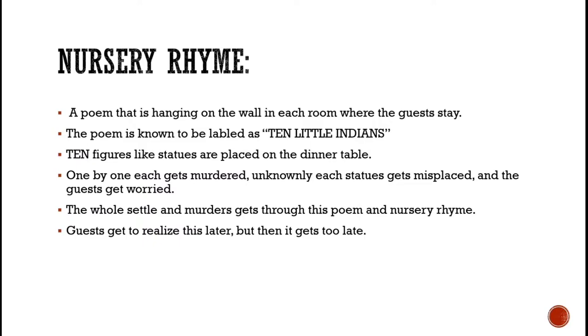Now Vera Claythorne was the first person to notice this poem hanging on the wall. The poem is also known as Ten Little Indians. Ten figure-like statues are placed on the dining table, which the 10 guests notice later on while they are done with lunch, dinner or whatever. One by one each gets murdered unknowingly. Each statue gets misplaced and the guest gets worried.